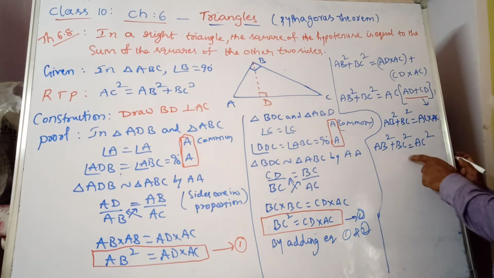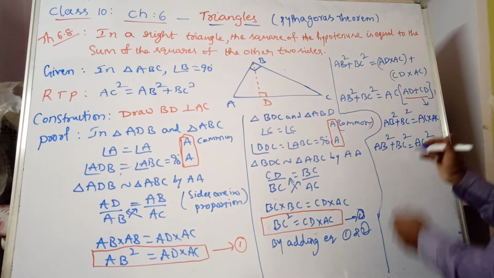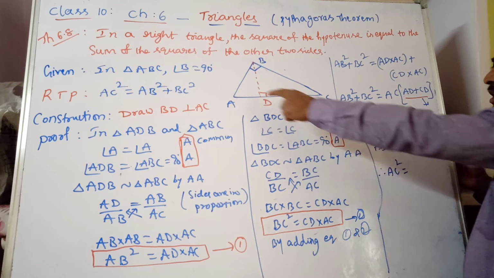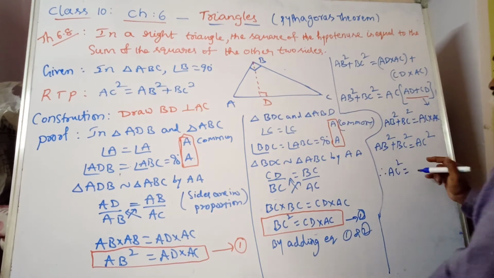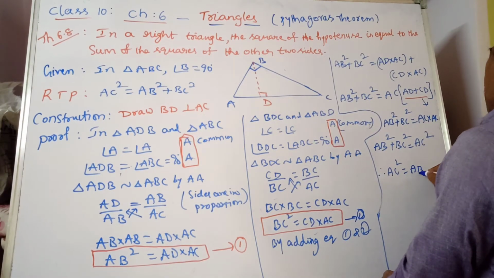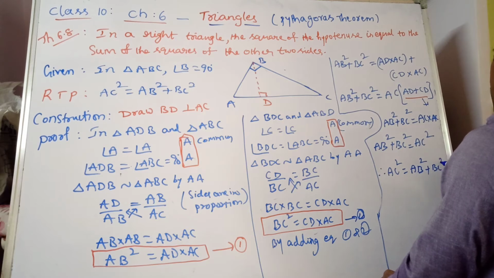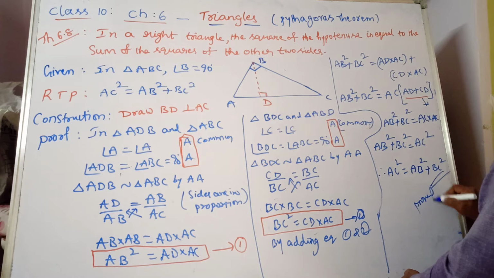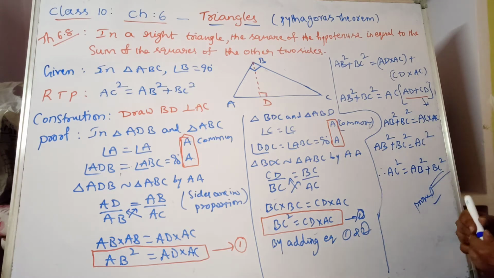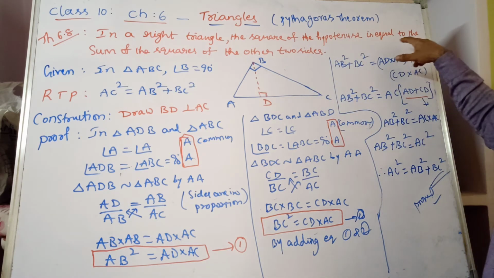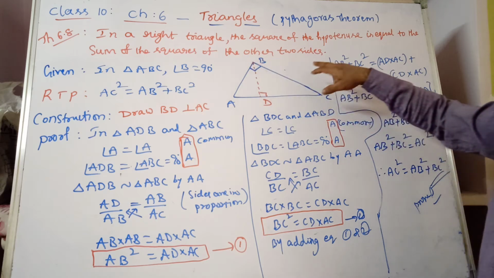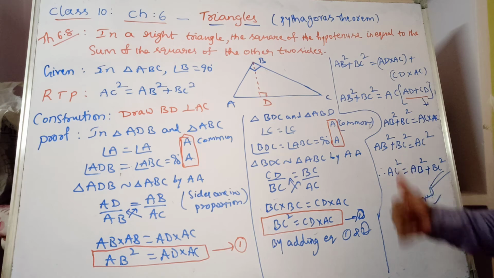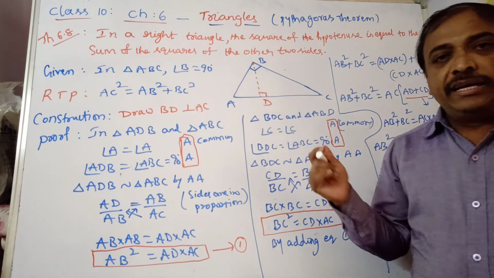So next step, AB square plus BC square is equal to AC square. AC into AC is AC square. Therefore, the square of the hypotenuse, what is the hypotenuse? AC. The square of the hypotenuse is the sum of the squares of the other two sides, AB square plus BC square. Hence proved. So in a right triangle, the square of the hypotenuse is equal to the sum of the squares of the other two sides. I hope you understood. Is it clear?